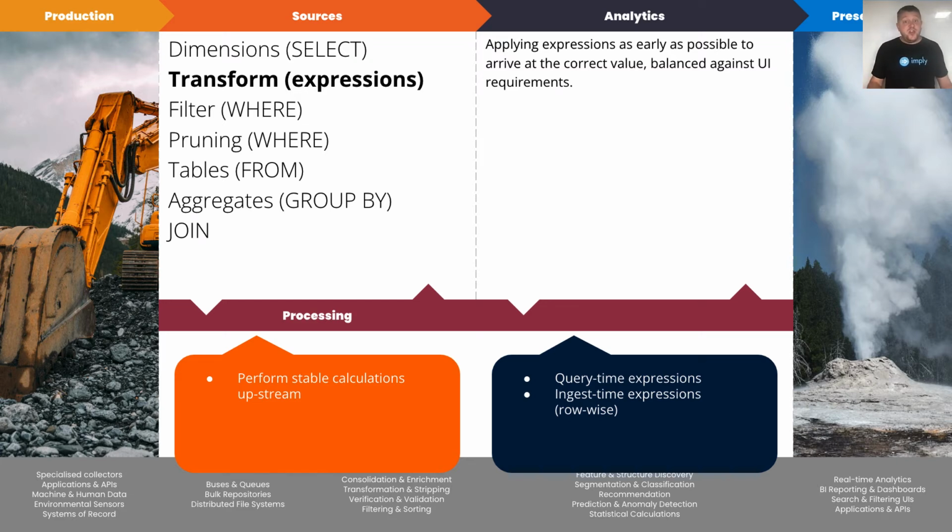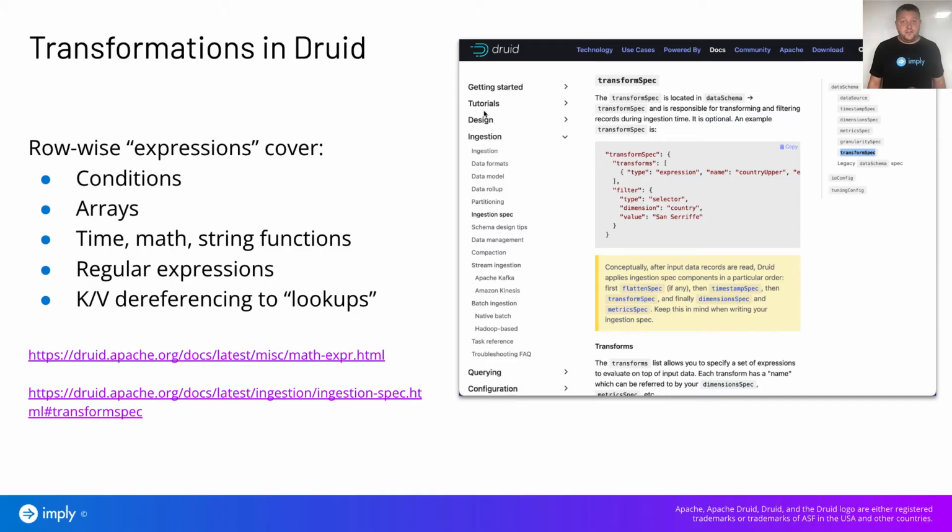But maybe for you, it's easier to maintain that expression, especially if it's a complicated function, upstream and then send that result into Druid ready to go, which also reduces the pressure on the ingestion resources. You can read a lot more about the transformations that are available at ingestion time in the transform spec in the Druid documentation.